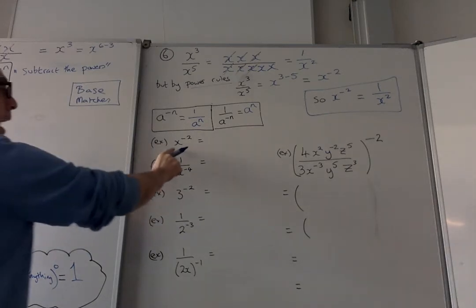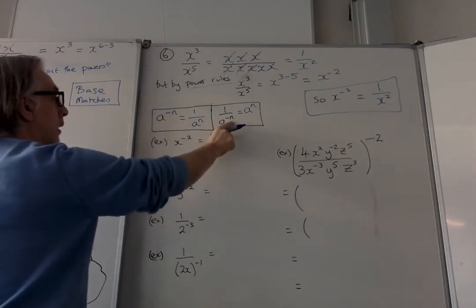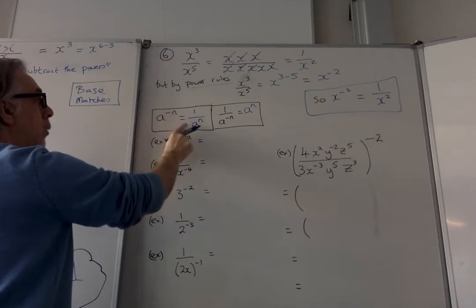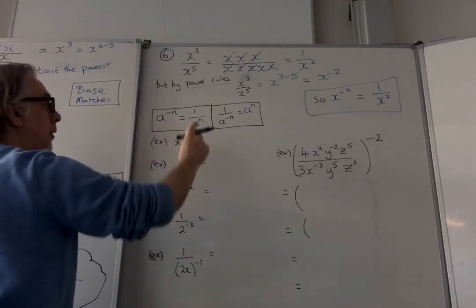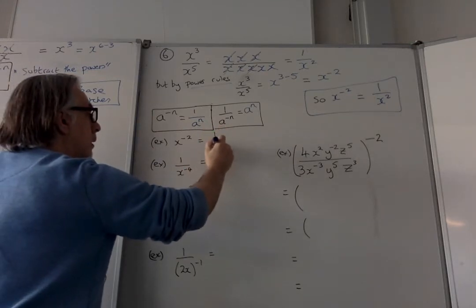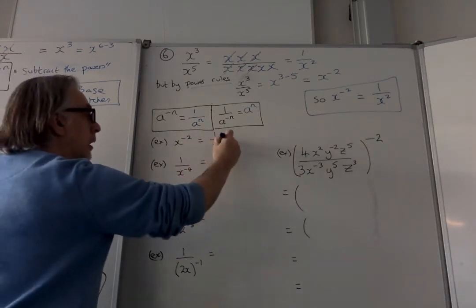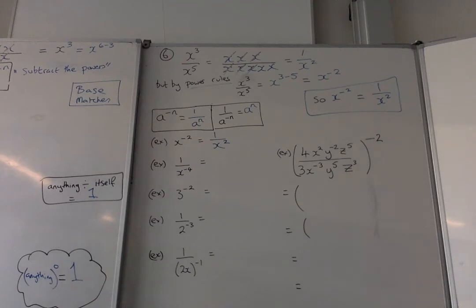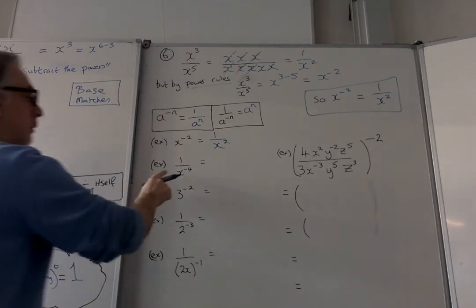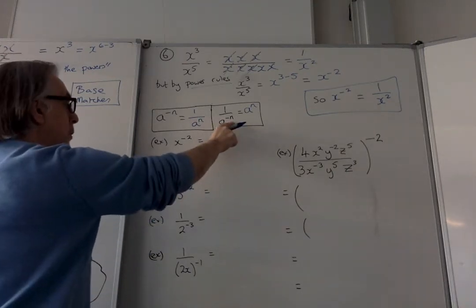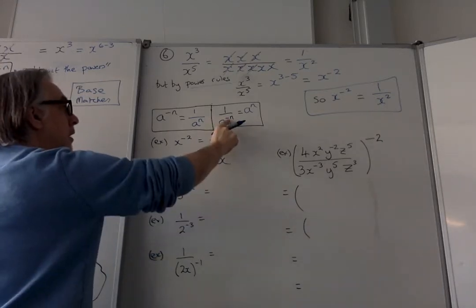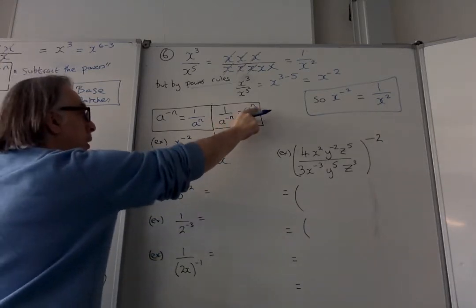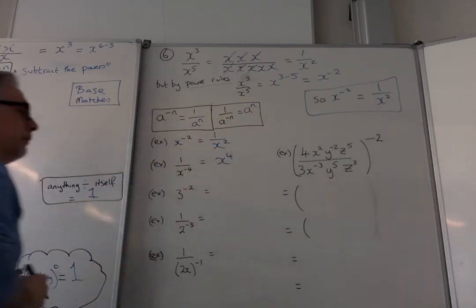Okay, so x to the minus 2, which of these does it look like? It looks like this one. So we're going to make a reciprocal, and the negative power is going to become a positive. So let's make the reciprocal, and instead of a minus 2, I just need to write 2. Okay, this one looks in this form. So we make the reciprocal, so the base now is at the top. Instead of being minus 4, it's going to become 4.